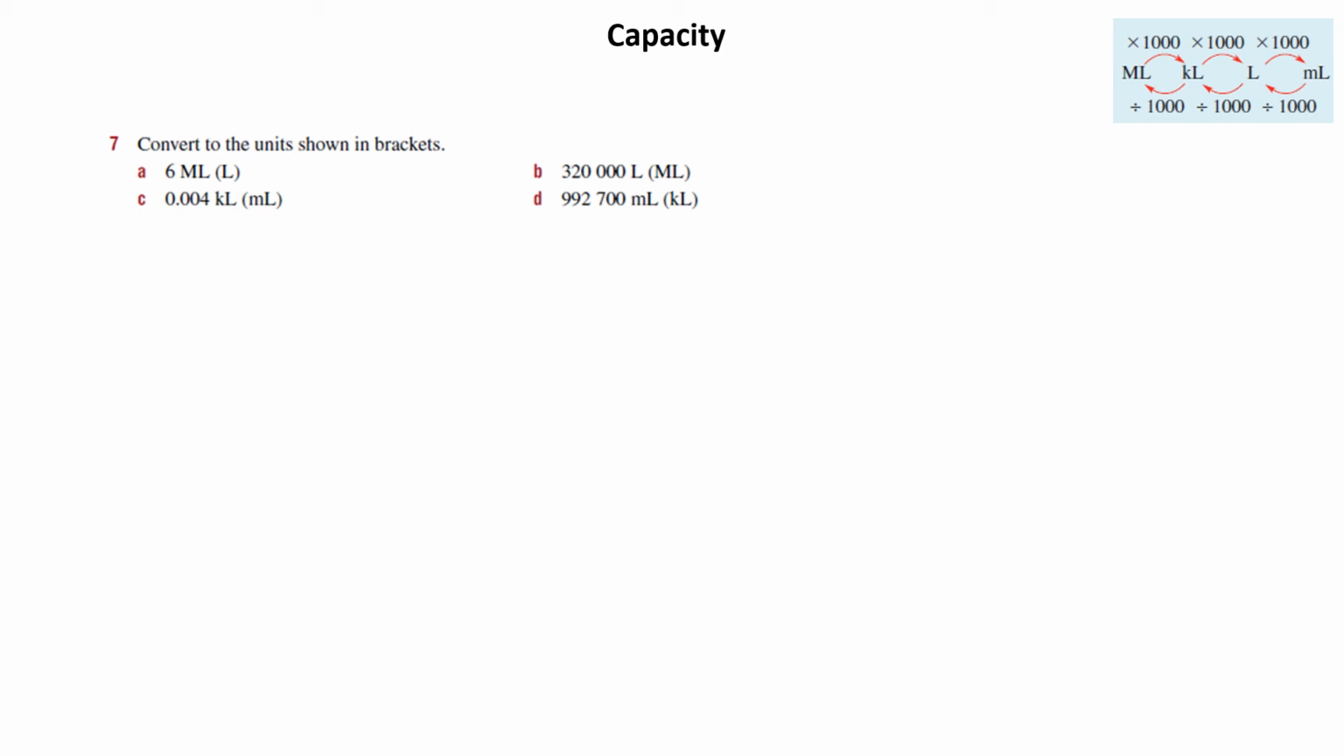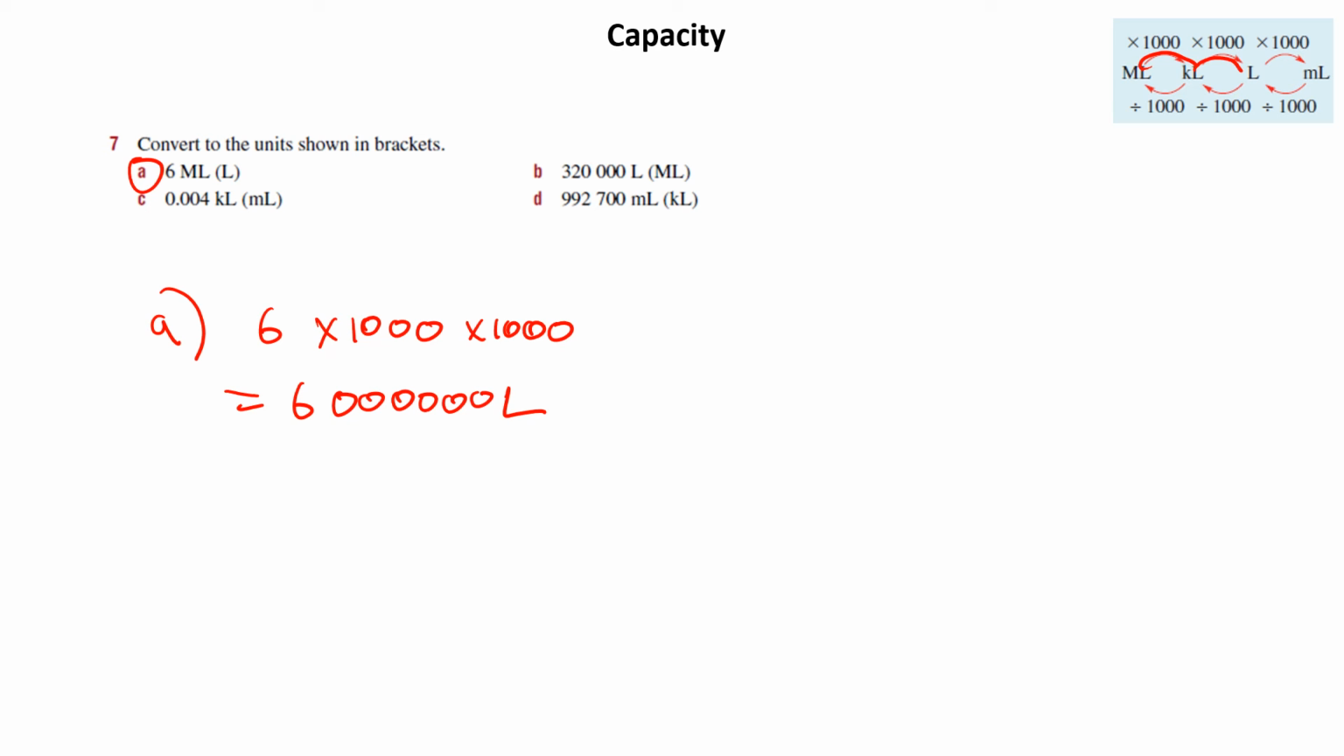So in this case, we're going to convert, we're going to pick one. So I'm going to pick 7A. In this case here, what we've got is 6 megaliters going to liters. So 6 megaliters, I'm going like that. So I'm multiplying by 1,000, then I'm multiplying by another 1,000. So basically I'm multiplying by 1,000,000. So in this case, I'm going to go 6 times, I'm going to write that out just to make it clear. But that's going to equal 6 million liters. All right.